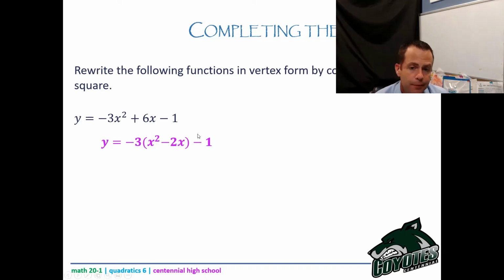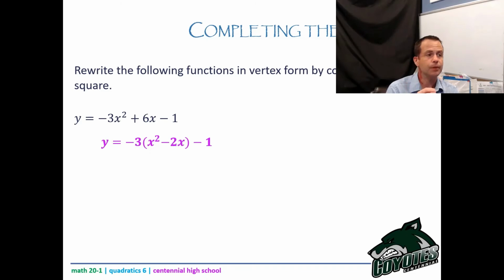I want to make a perfect square trinomial inside here so I can factor it nicely. In order to find the number that will force it to factor nicely, I take that negative 2, I half it and I square it. Half of negative 2 is negative 1. Negative 1 squared is 1. So I'm going to add 1 and subtract 1.